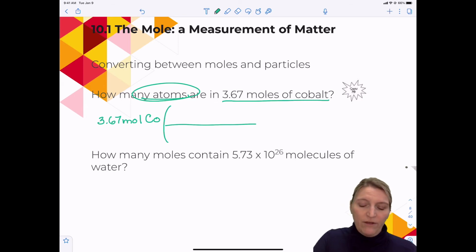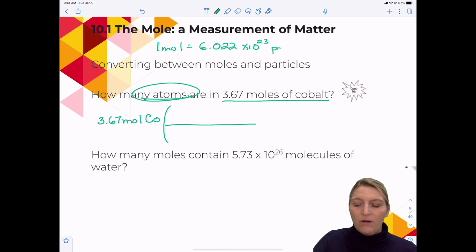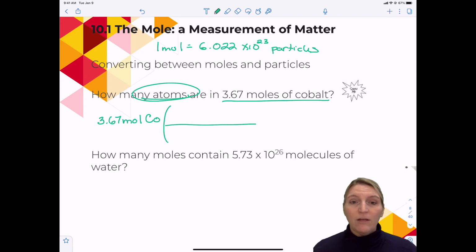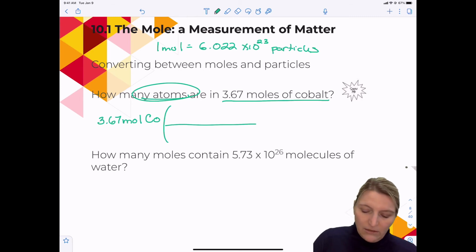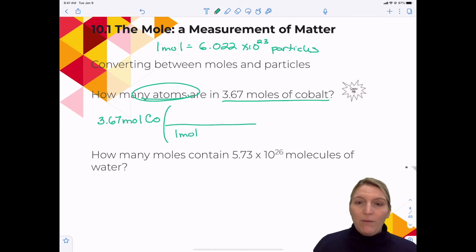Now the conversion factor that I'm going to use is 1 mole of anything is equal to 6.022 times 10 to the 23rd, and I'm just going to use the word particles, because depending on what I'm talking about, it could be the word atoms, it could be the word molecules, or it could be the word formula units. In this case, I put the unit of mole on the bottom, so they're going to cancel out. 6.022 times 10 to the 23rd.